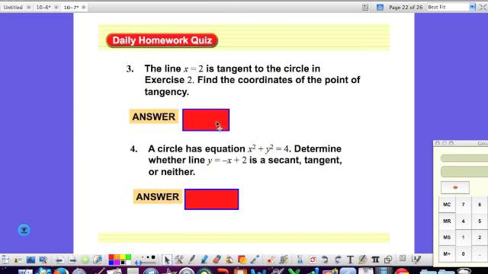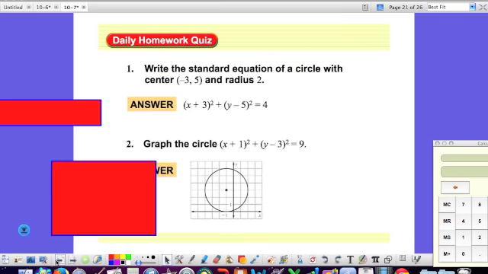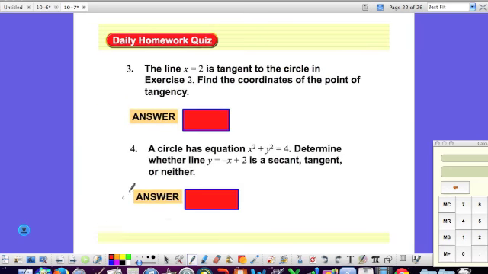Line 2, x equals 2, is tangent to the circle in exercise 2. Find the coordinates of the point of tangency. So let's look at this. X equals 2. That's going to be along here. The intersection is going to be right here. At (2, 3) is the point of tangency.